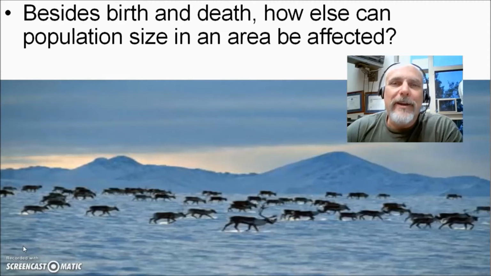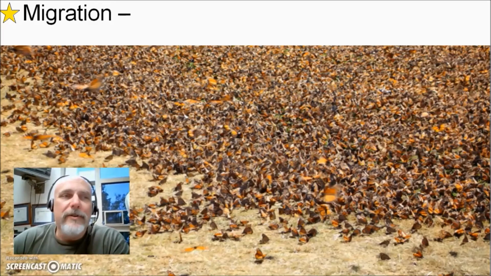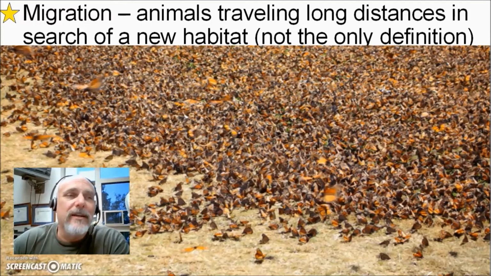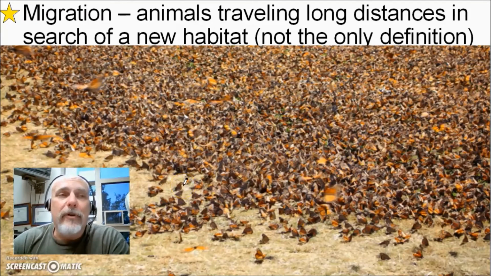Besides a birth rate and the death rate, what else could cause a difference or a change in the size of the population? Migration. So here you see, for example, tons and tons of monarch butterflies that could come into the area, whereas previously you don't have hardly any monarch butterflies. All of a sudden, tens of thousands show up. That's definitely a significant increase in the monarch butterfly population size.